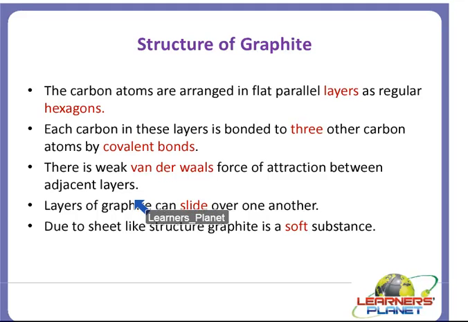Right? Now there is a weak van der Waals force of attraction between adjacent layers. What are we saying? That different layers are present. Now in between the layers there has to be some force. If there is no force, these layers will fly off. So this weak van der Waals force of attraction is present. I'll tell you what this force is. Layers of graphite can slide over one another. They can just move over one another. Right? Due to the sheet-like structure, graphite is a soft substance. Now these layers can slide over one another.